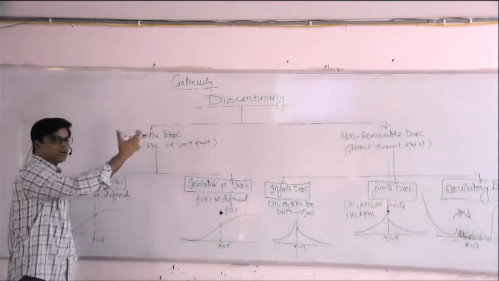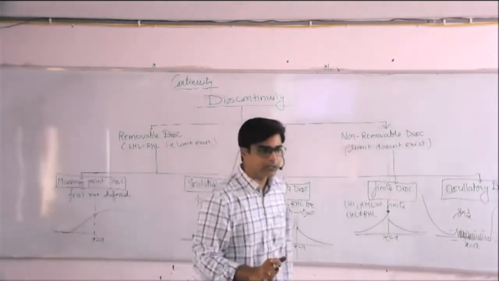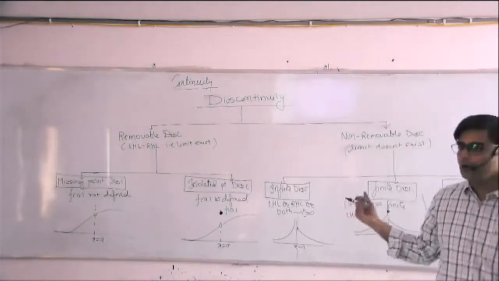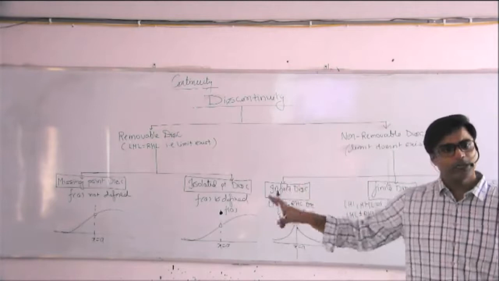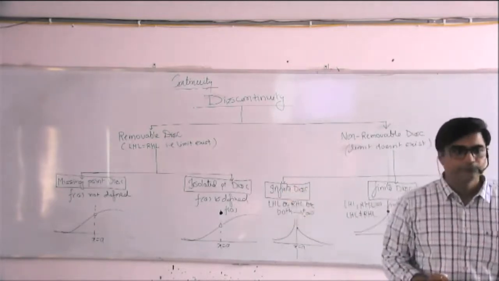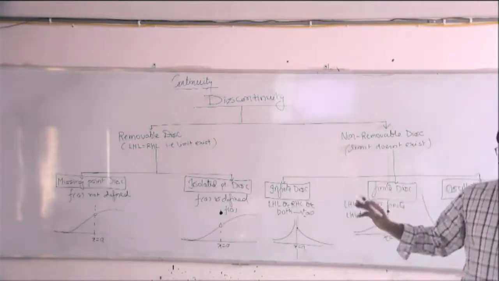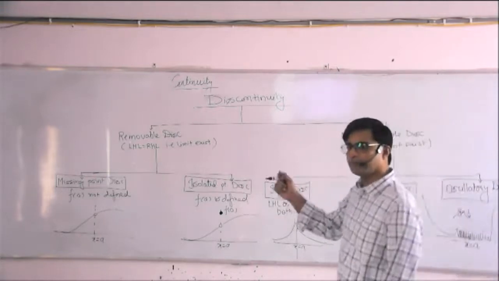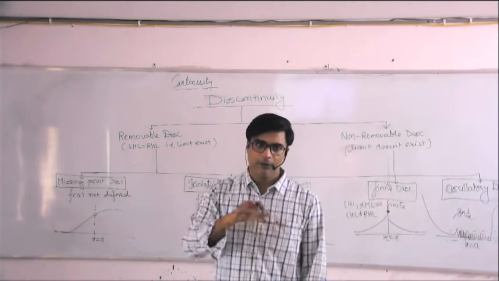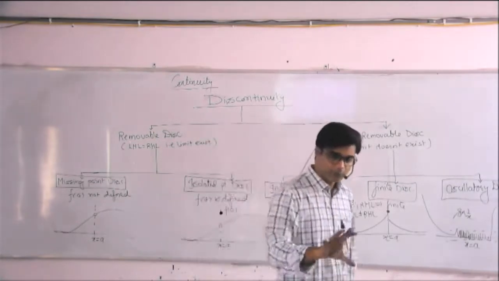So your discontinuities are divided into first two parts, that is when limit exists and when limit does not exist. Limit exists, that means removable. Limit does not exist, that means non-removable. Removable, again two parts, missing point and isolated. Non-removable three parts, infinite, finite, oscillatory. Yes or no? Now draw this whole chart in landscape form.